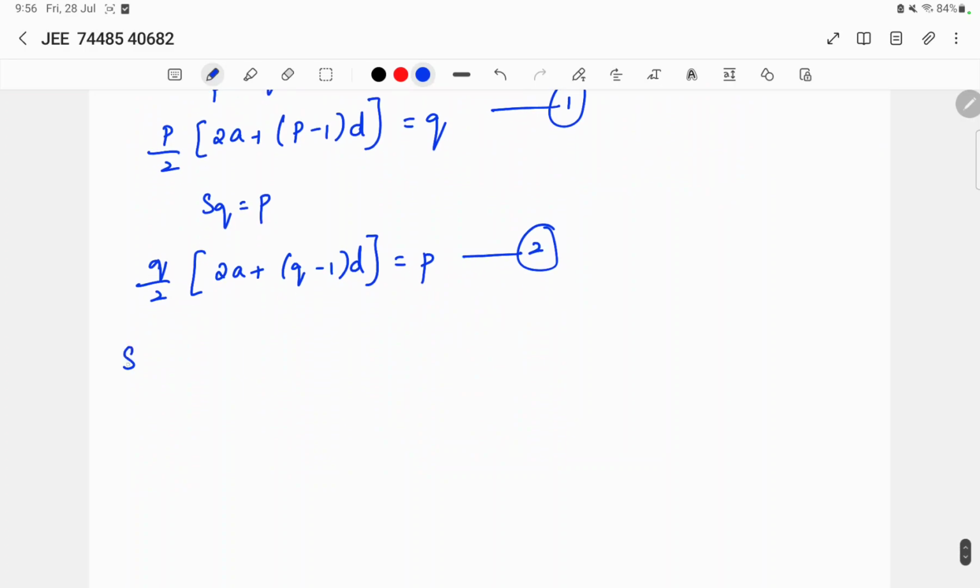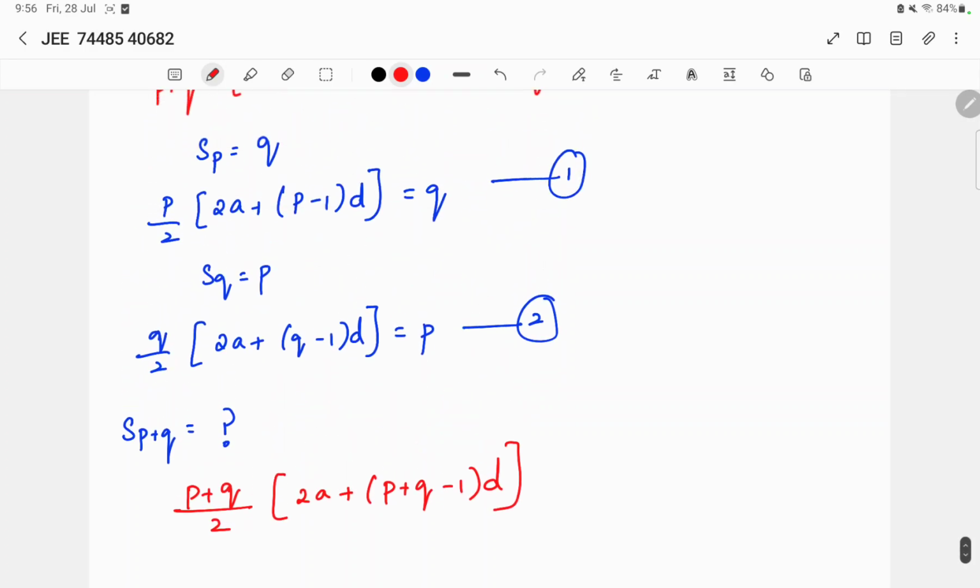Now they are asking us to find SP plus Q, this is what we have to find. So the same thing: P plus Q by 2 into 2A plus P plus Q minus 1 into D. This is what we have to find here.